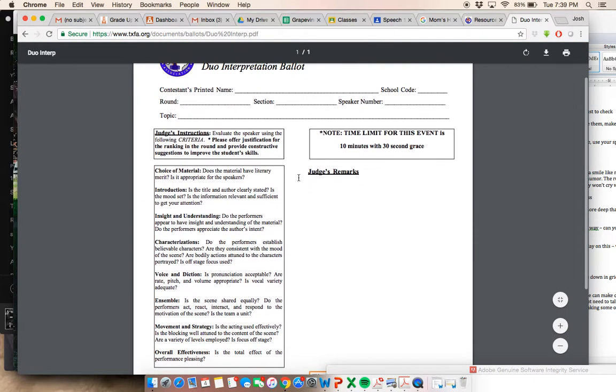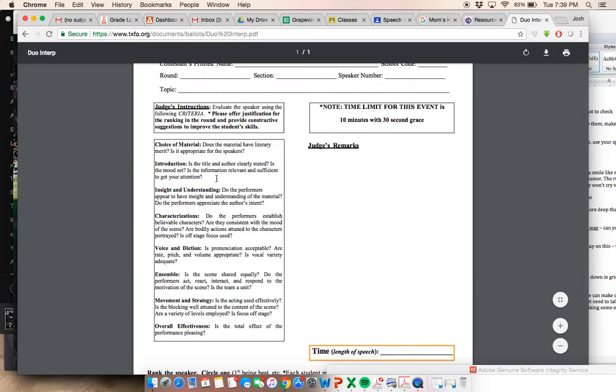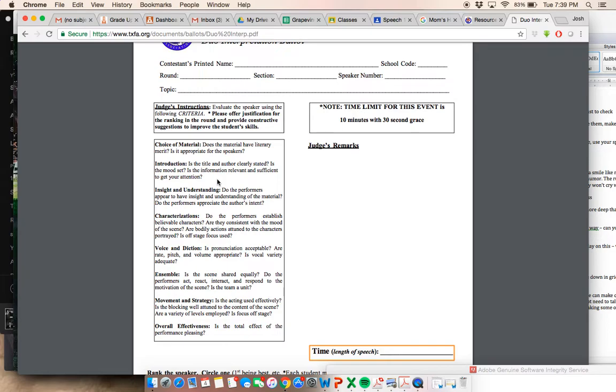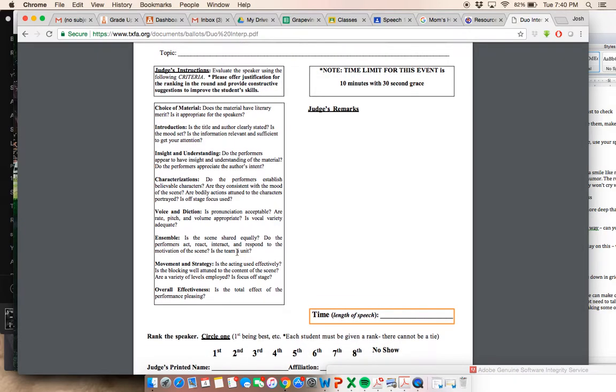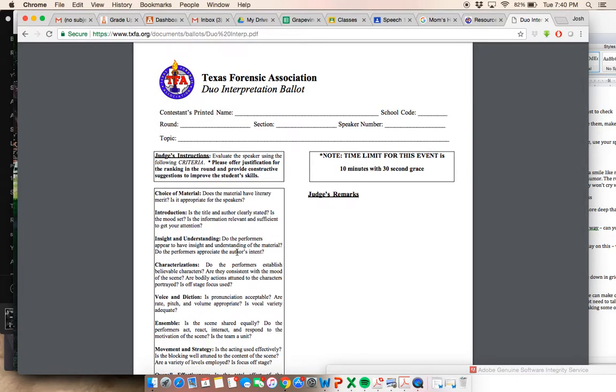Same structure at the top. If you notice right here, does the material have literary merit? Is it appropriate? Again, you will see an introduction. Is it relevant? Does it tell you what the piece is going to be about? Do they establish believable characters? Are they consistent with the mood? Can you understand them? Voice and diction, right? Is the scene shared equally, or does one person really overact or outact the other person? Are they using the movements well? So remember in duo, they can't touch and they can't make eye contact.